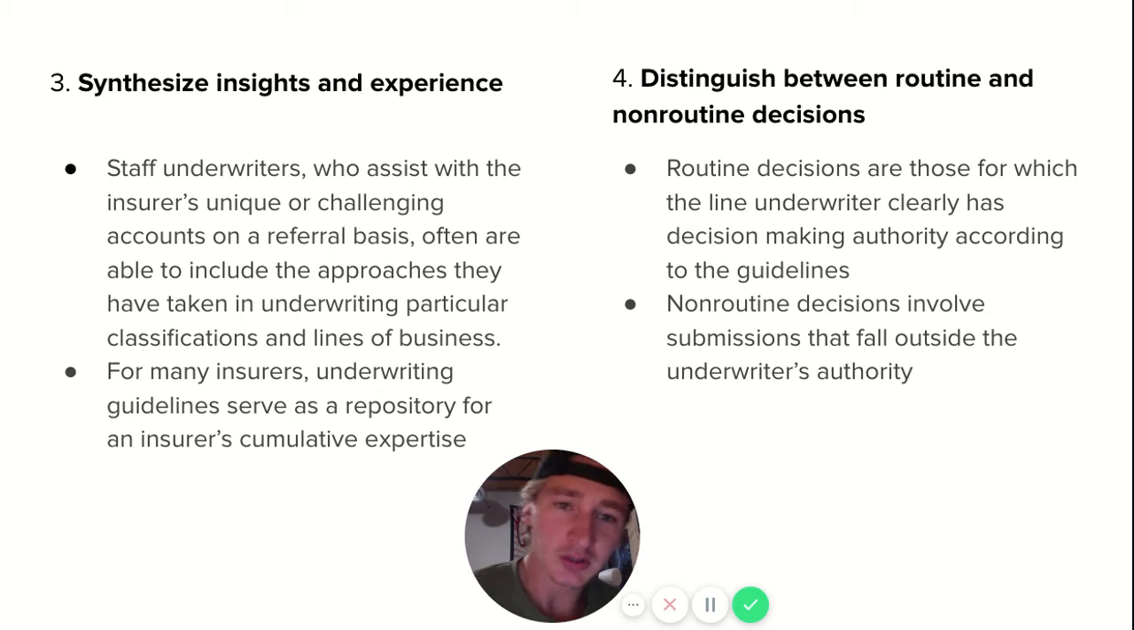And number four, they distinguish between routine and non-routine decisions. So it's pretty self-explanatory. Routine decisions are those in which the line underwriter clearly has decision-making authority according to the guidelines, and non-routine decisions are ones that fall outside of that underwriter's authority.